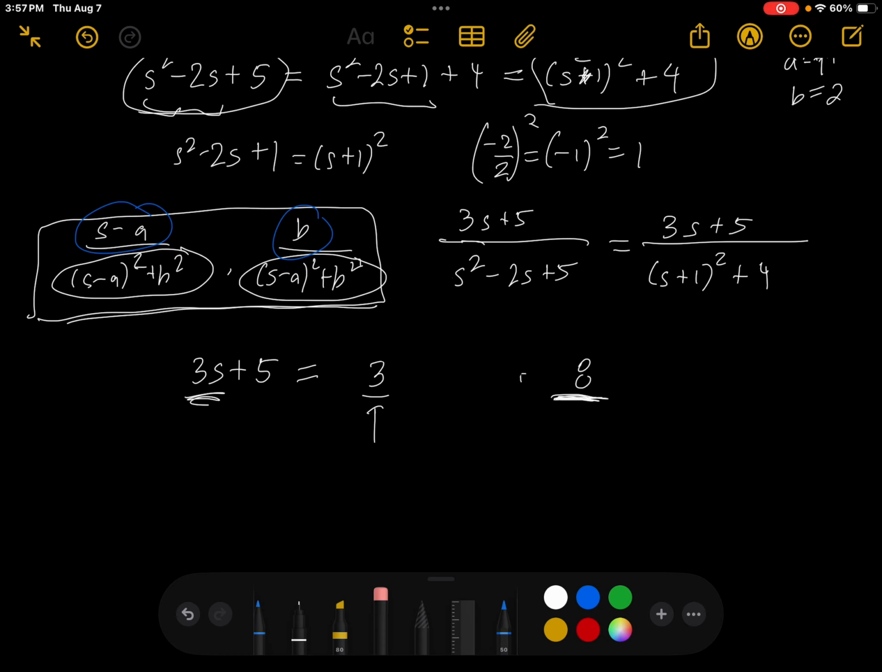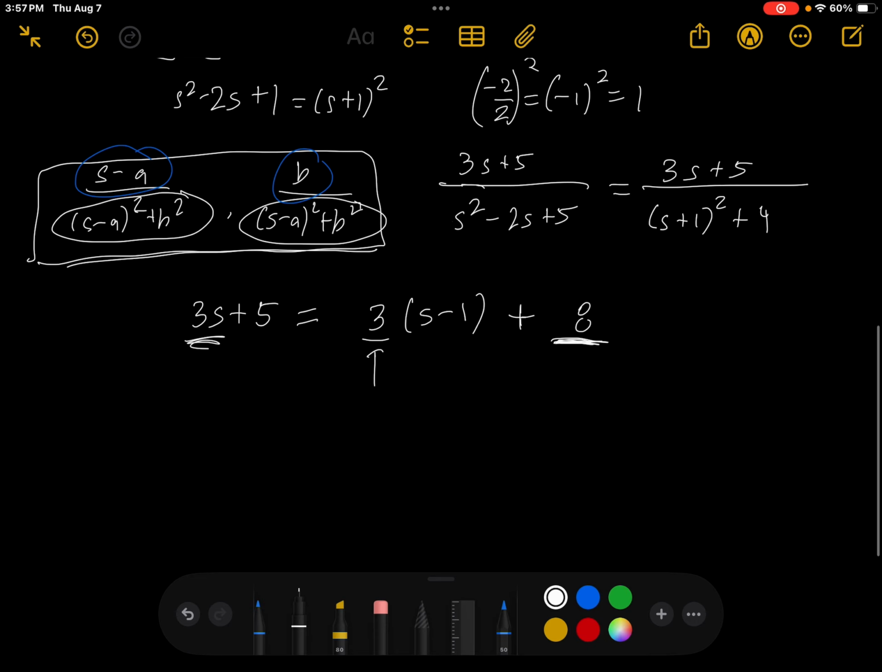Maybe I'll just write this like s minus 1, and then I need plus 8, because I want to get 3s plus 5, and I'm going to get 3s minus 3 plus 8, which is 3s plus 5. So now that I have that, I can rewrite the numerator as this.